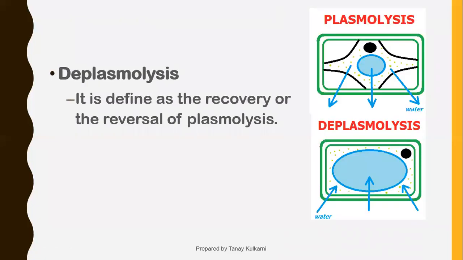What is the reverse of plasmolysis? If due to plasmolysis, as you can see in this picture also, the water is going outside and the cell is going to shrink. But the recovery or the reversal of plasmolysis is known as deplasmolysis, as you can see here. The water is going in. Again, this vacuole will store the water and it will bring the cytoplasm and the cell membrane and the entire cell coming back to its original shape.